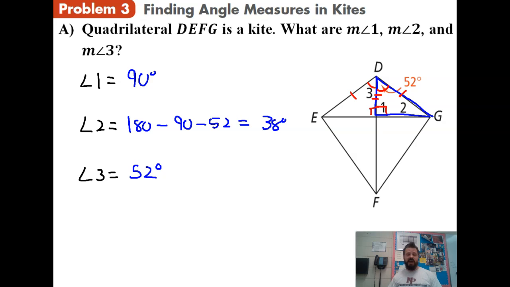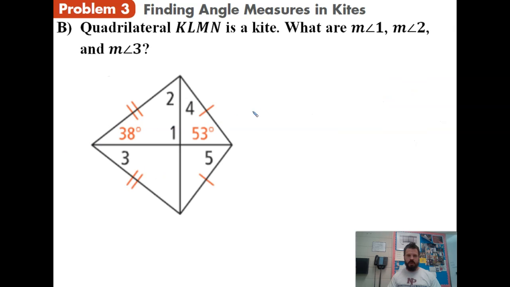All right, so that's how you find angles in a kite. Problem B is the same idea. Why don't you take a minute, pause the video, work through that one, and then hit play to check your answers. So in part B, once again, we want to find the missing angles of the kite. Here we want to find angle 1, angle 2, angle 3, angle 4, and angle 5. So a few extra angles for this one.